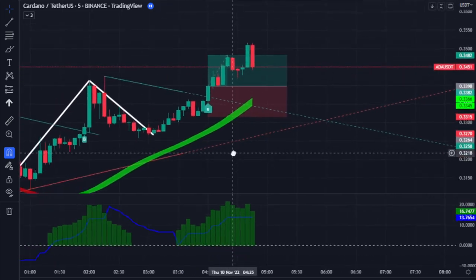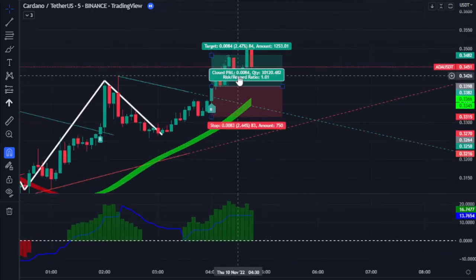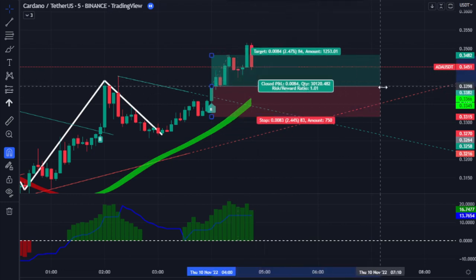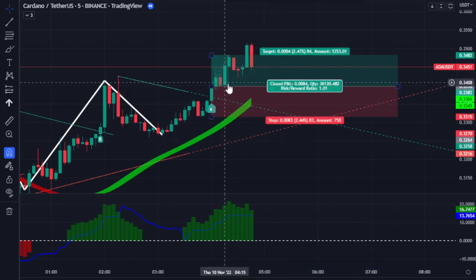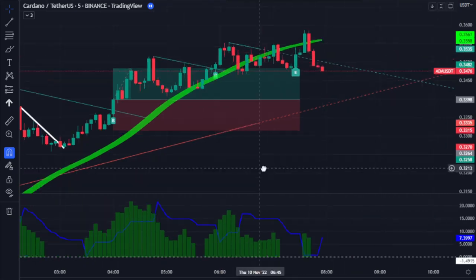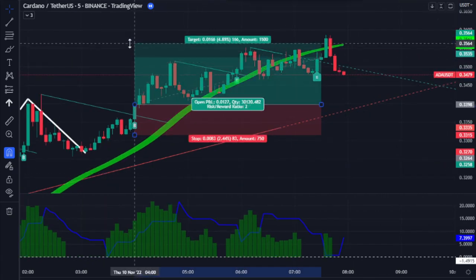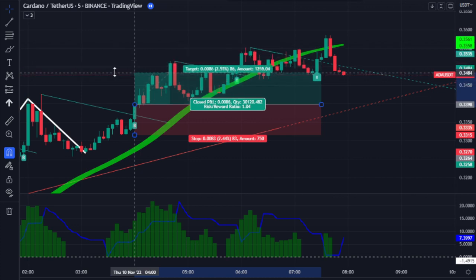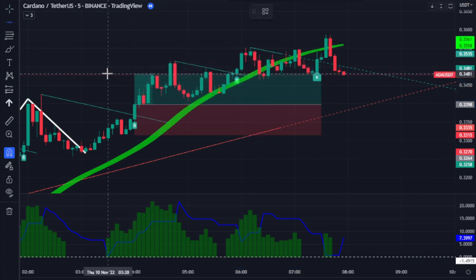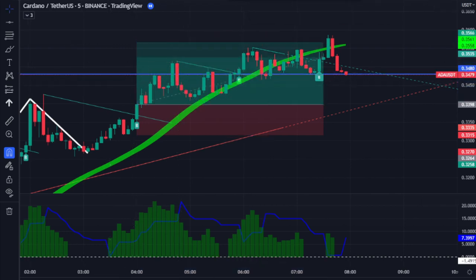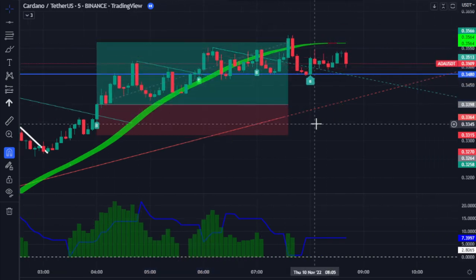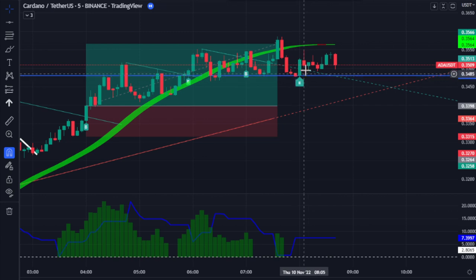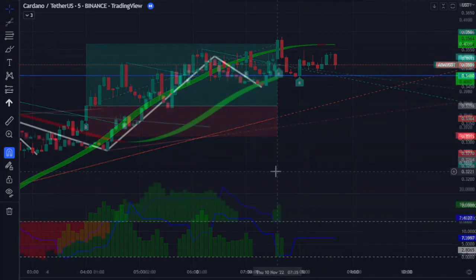We see that the price reached the risk to reward ratio of 1 to 1, so we modify the stop loss to the entry price. We see that the price reached the risk to reward ratio of 1 to 2, so we modify the stop loss to the risk to reward ratio 1 to 1 of our take profit. Okay, we see that we have finished this trade in profit. We will see other examples of long trades.